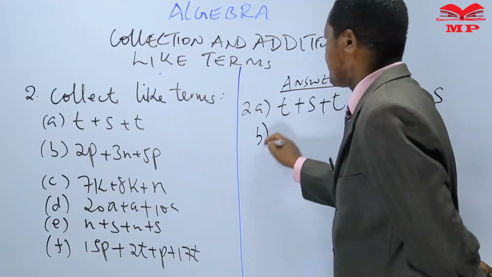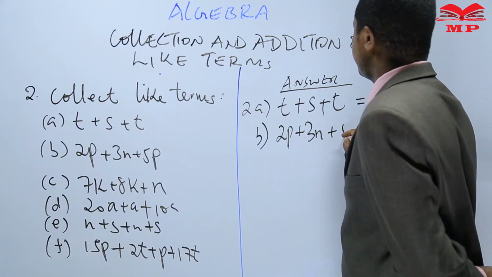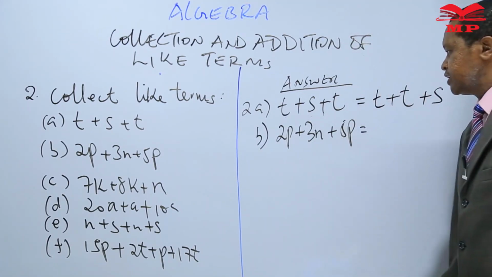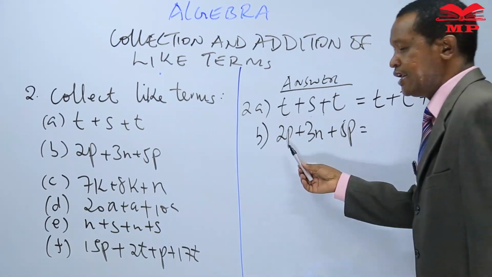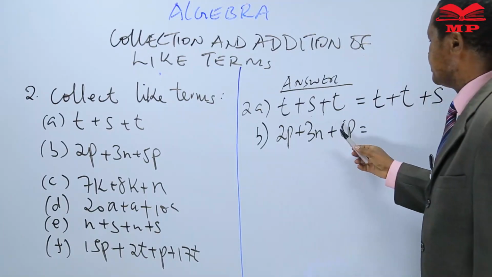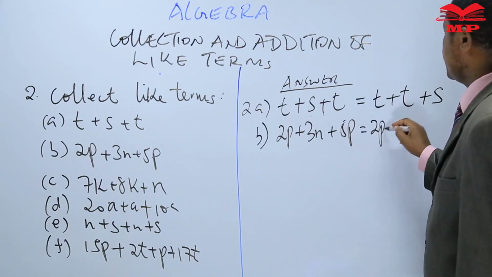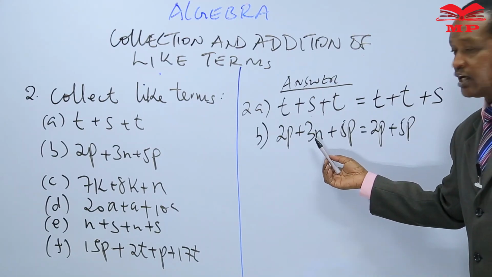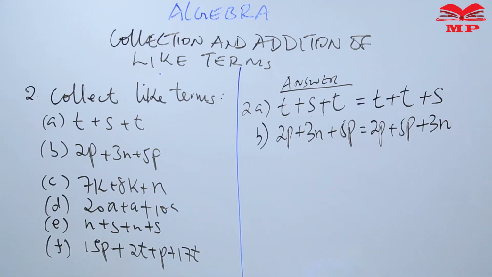So B, 2p plus 3n plus 5p. The like terms are p. Those terms that have p, we put them together, starting from 2p, then 5p. So we write 2p plus 5p. Then there is this 3n, which is alone, so we write 3n. Learners, are you following me?